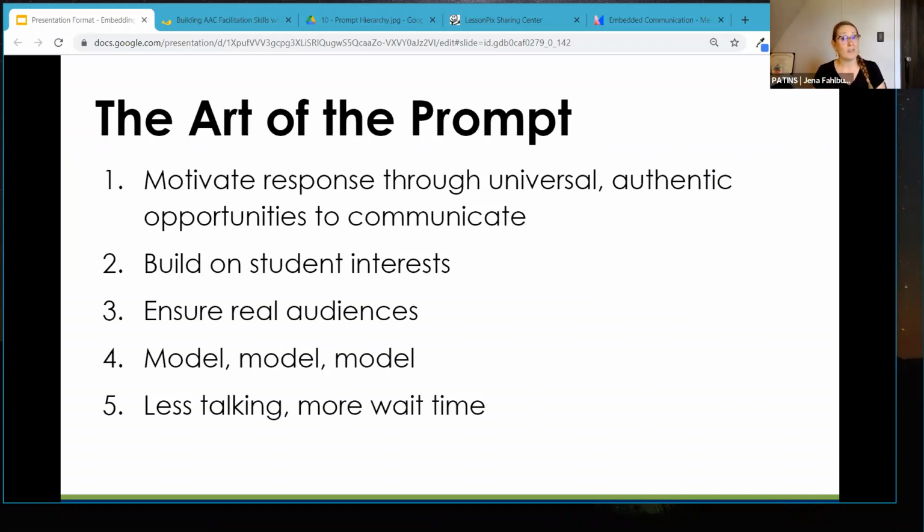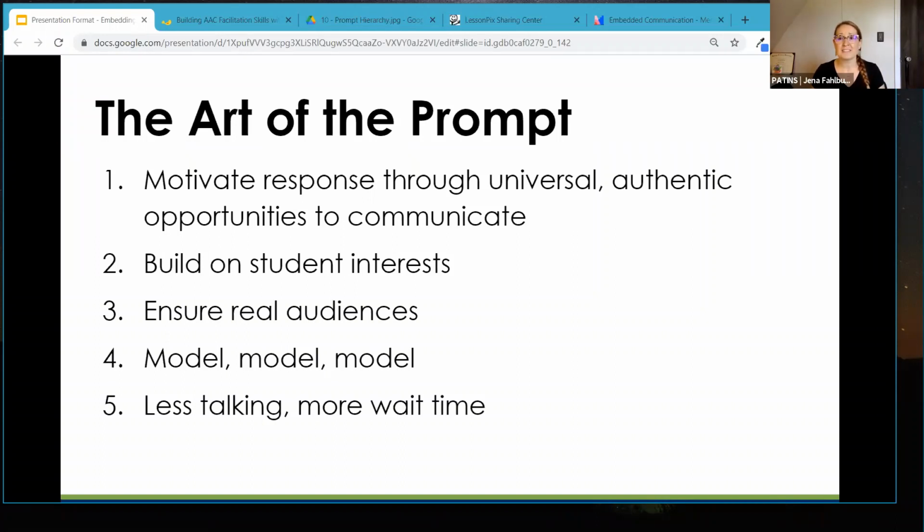And we also want to be thoughtful about allowing them to be as independent as possible. So think about ways to motivate response through universal and authentic opportunities to communicate. Build on your students' interests. I can't say that enough, because like the student using the Bluebee Pal, whatever engages that student, those are great ways to get them to respond, and then to celebrate all of those attempts, even if it's a glance or a head turn or a smile. Those are all ways that we communicate.